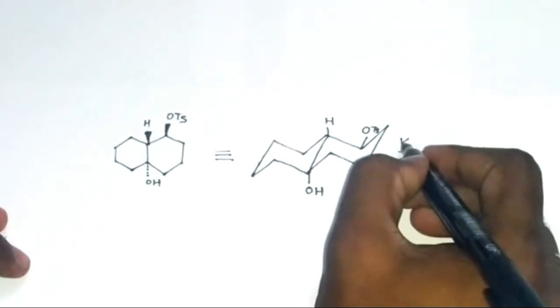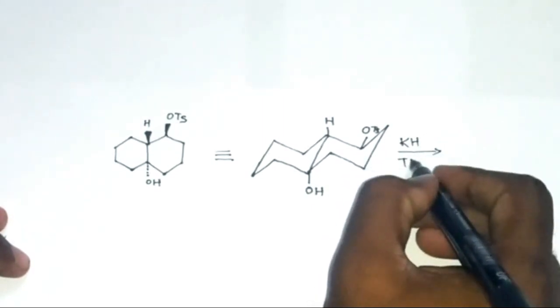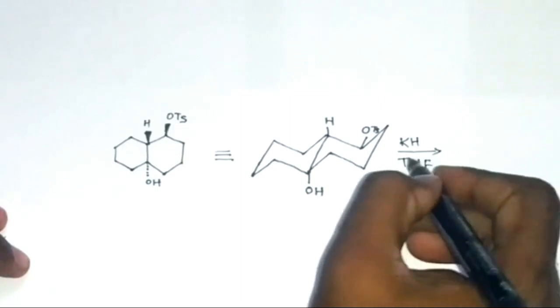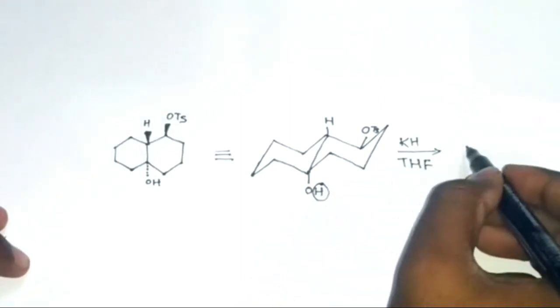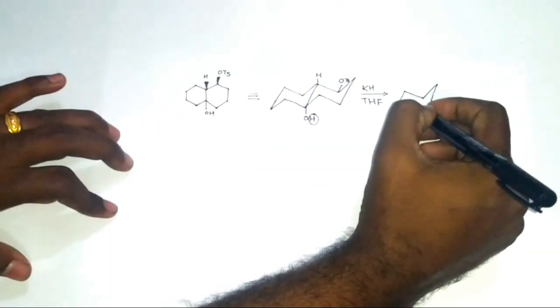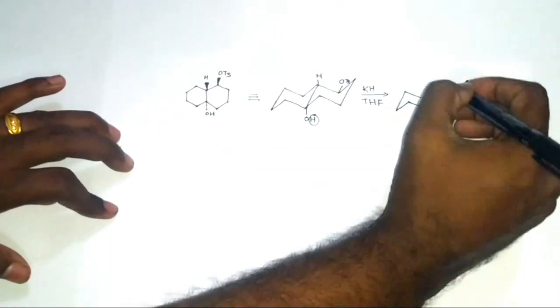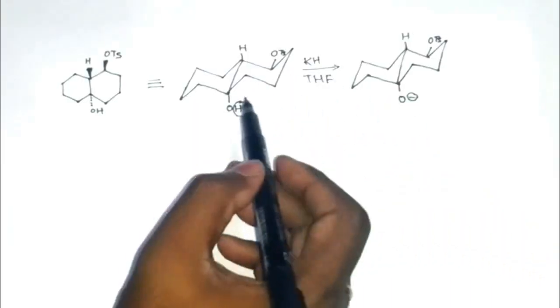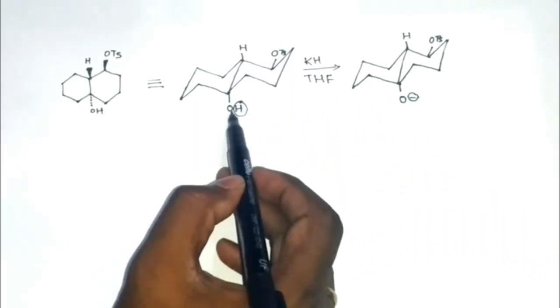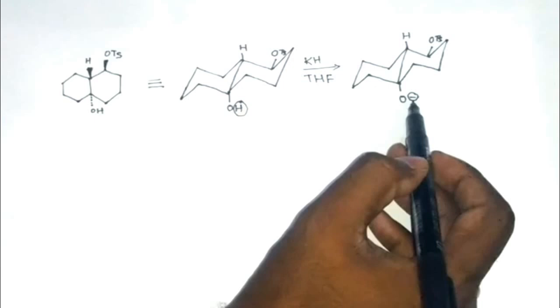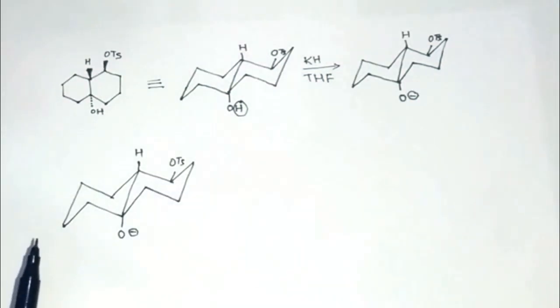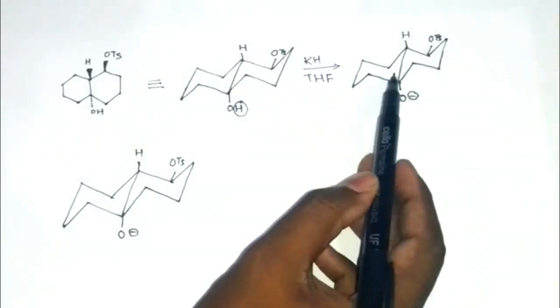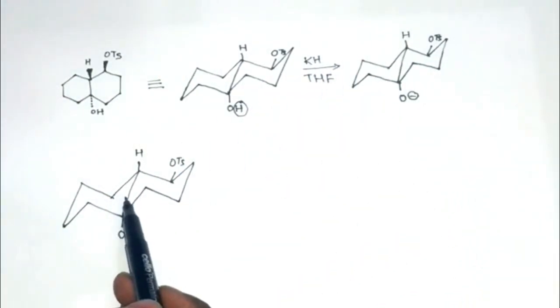The potassium hydride, in the presence of tetrahydrofuran, will react here and abstract this hydrogen, leading to the formation of this. Due to the removal of the hydrogen ion, the oxygen here acquires a negative charge. The structure over here and here are both the same. I have drawn it for convenience.